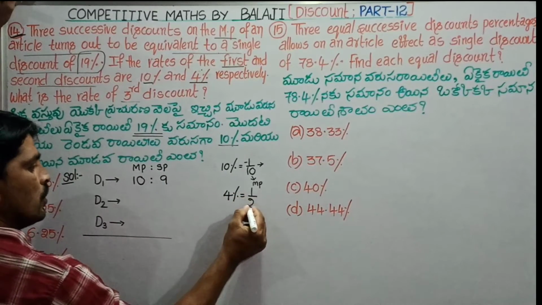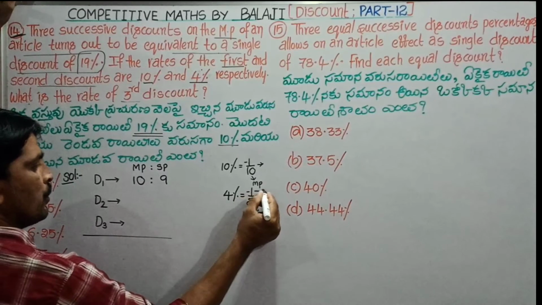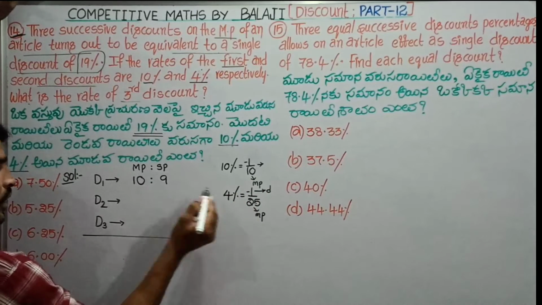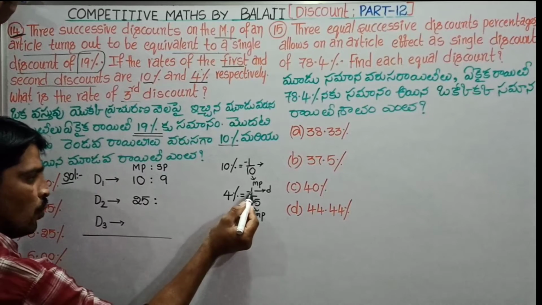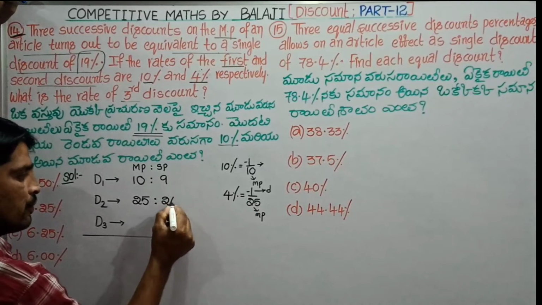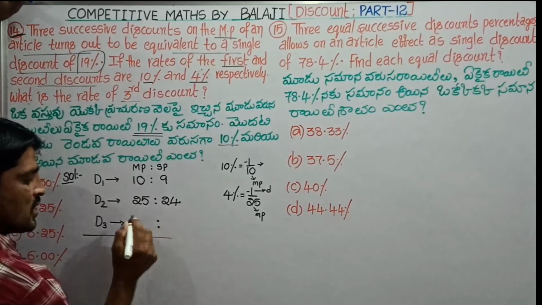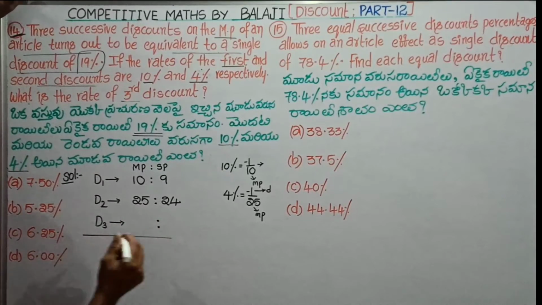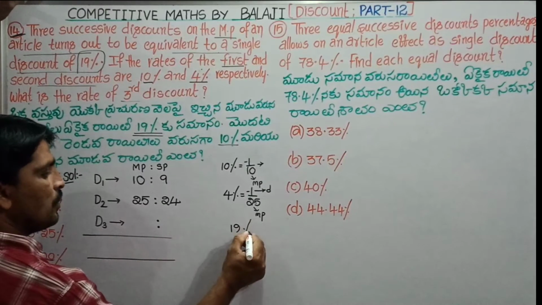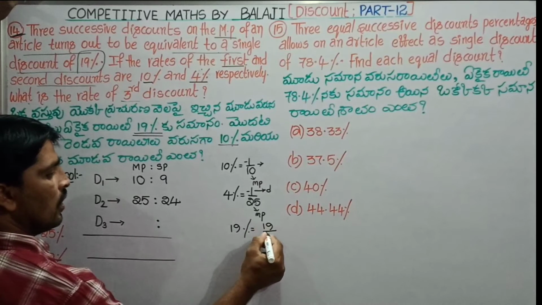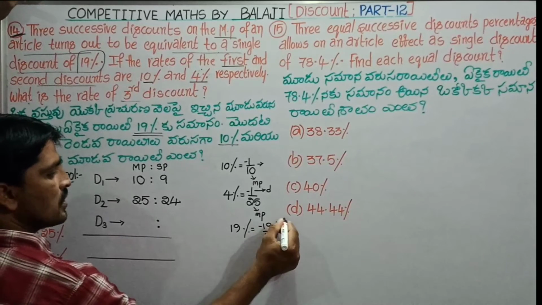4% fraction value is 1 by 25. That is 25 units are market price, 1 unit is discount. So, if 25 units are market price, then selling price is 1 less than the 25, that is 24 units. And we don't know discount 3. And the final effective percent of these 3 successive discounts is 19%, that is 19 over 100. If 100 units are market price, then 19 units are discount.